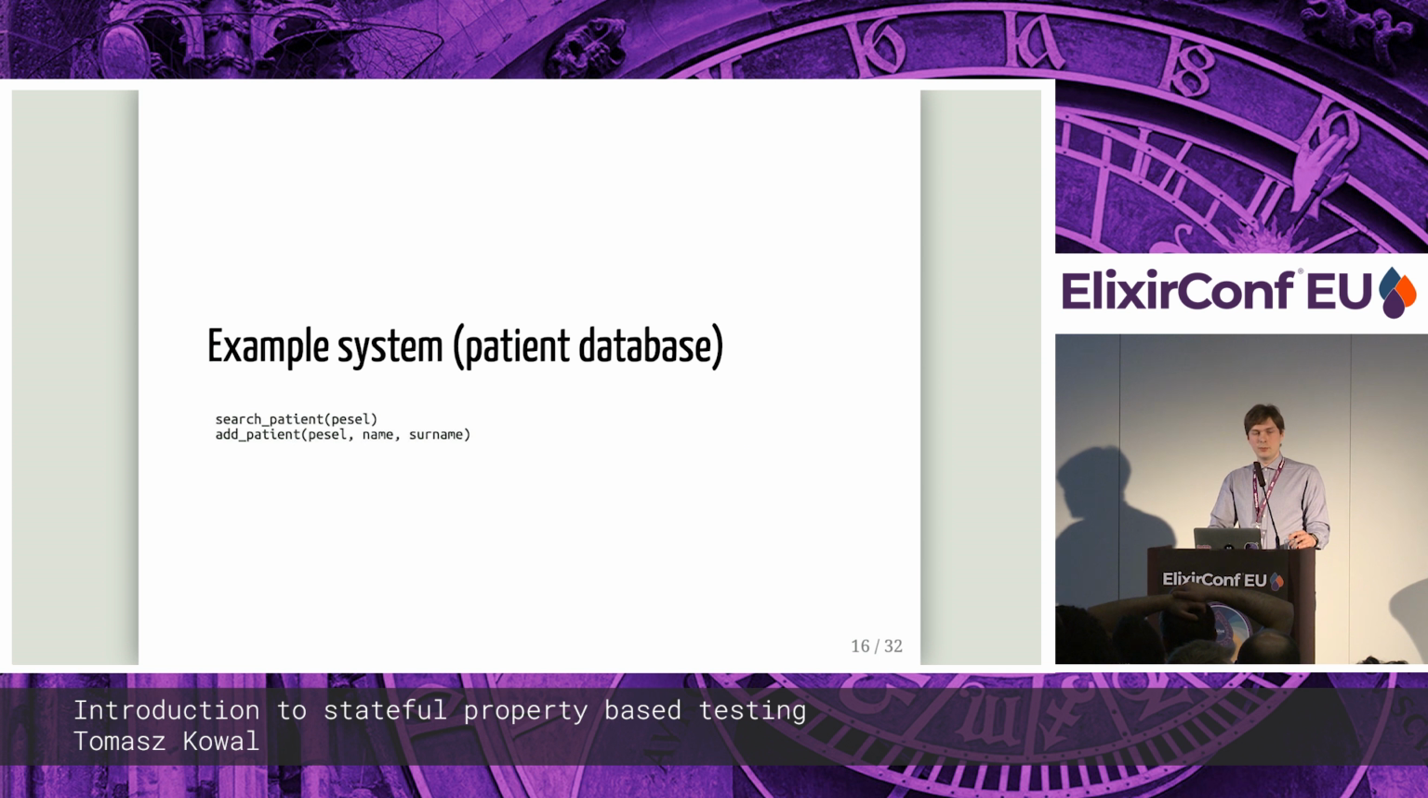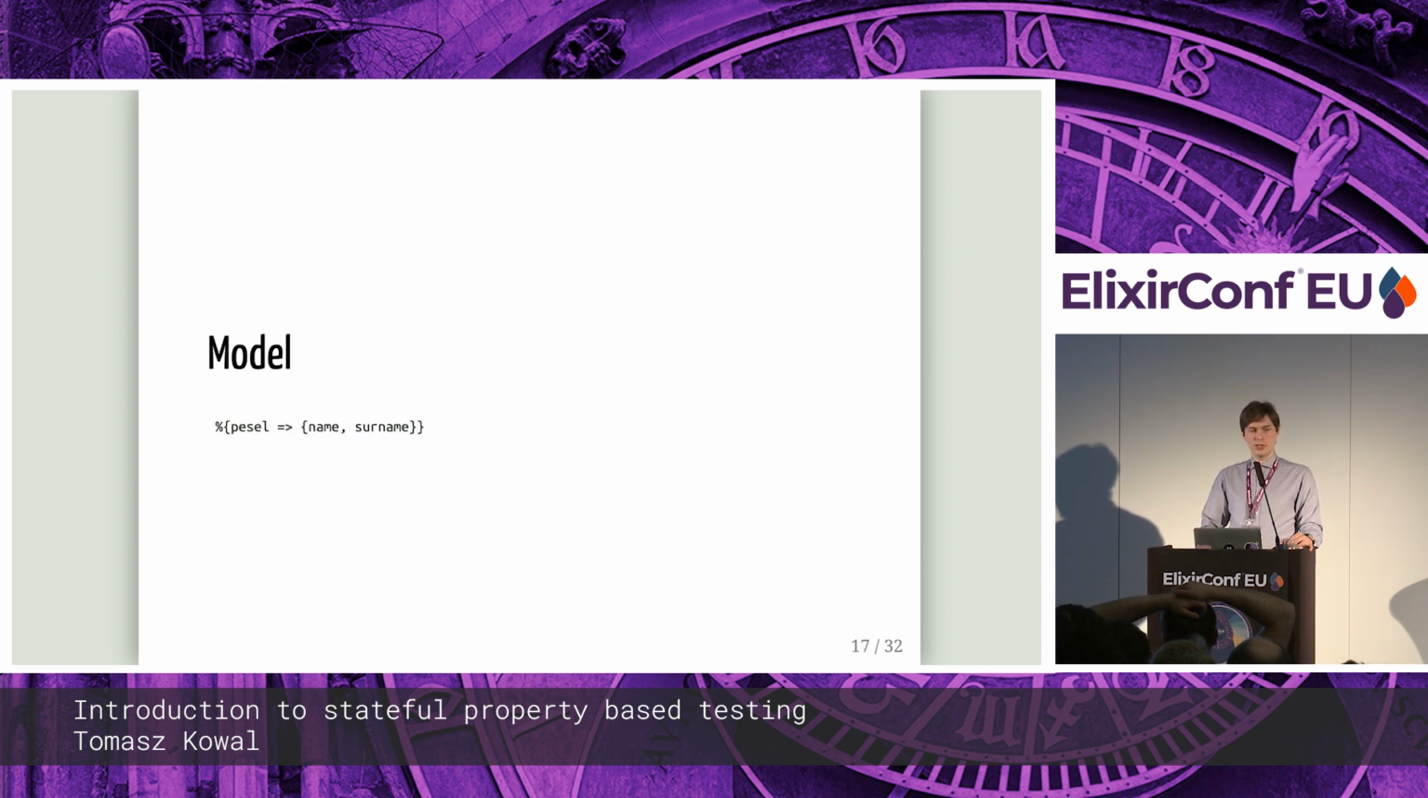So the example system will be a patient database, which will have only two very basic operations. We will either search for a patient by their PESEL, or we will add a patient with PESEL, name and surname. So the first question is, how do you create your model, and what is a model?